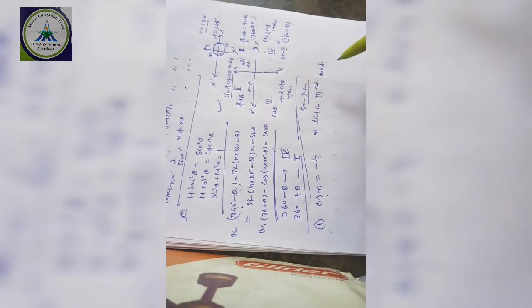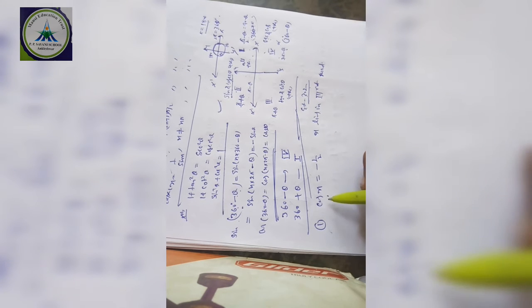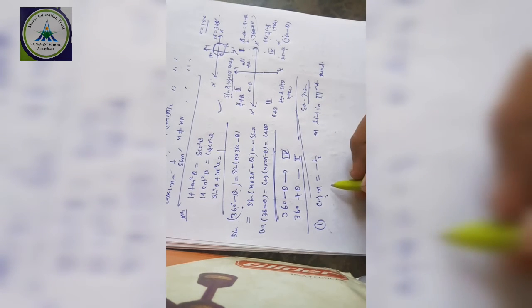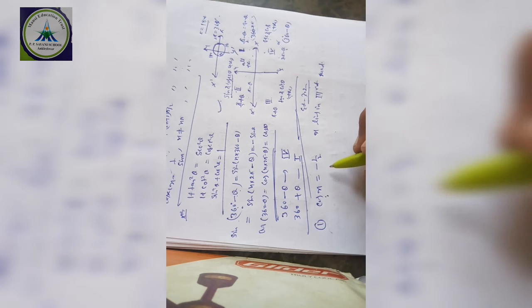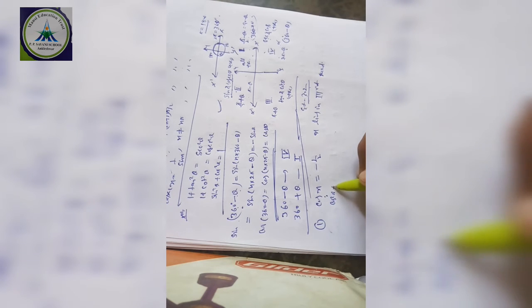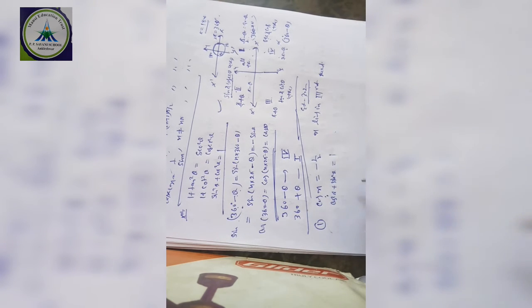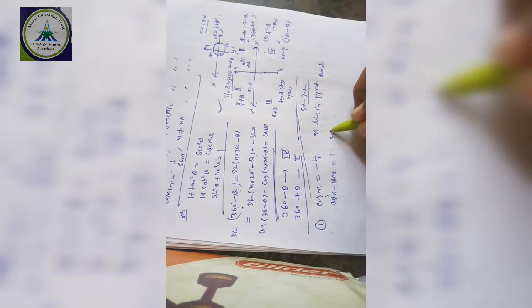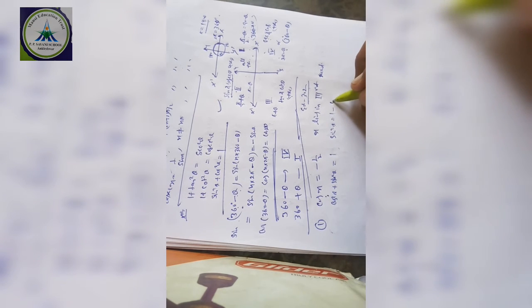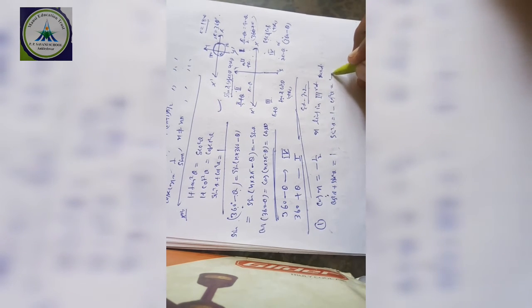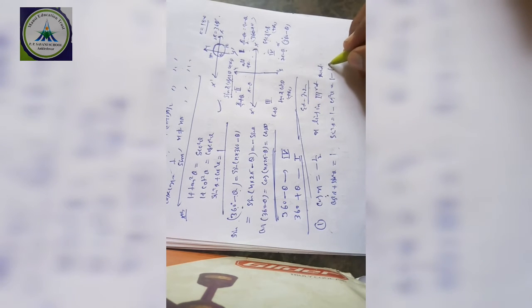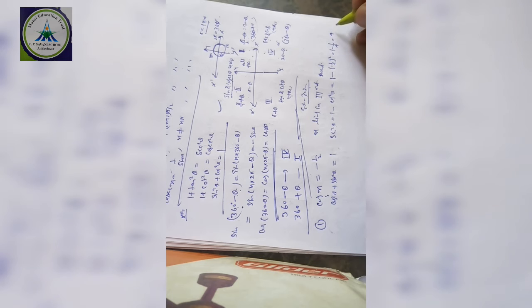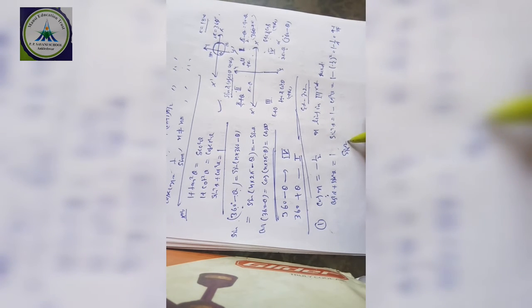So find all the other 5 trigonometric functions. Cos is given, so find sine. cos² theta plus sin² theta equals 1. Then sin² theta equals 1 minus cos² theta, which is 1 minus (1/2)², which is 1 minus 1/4. Then sin² theta equals 3/4.